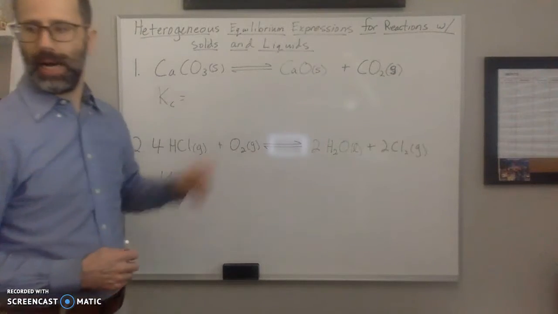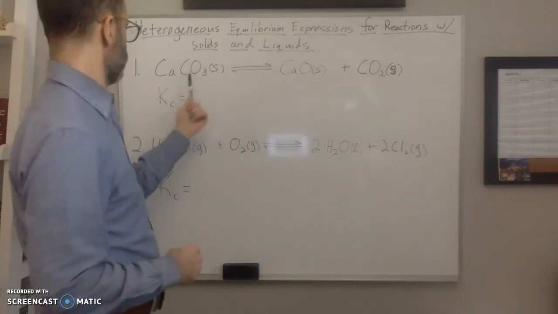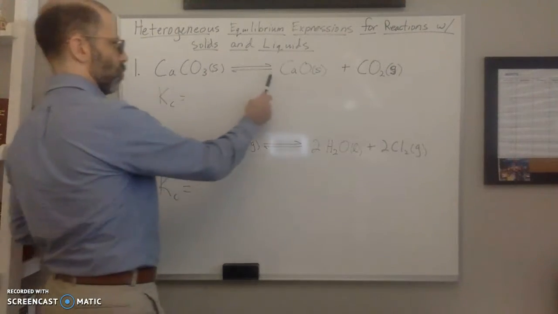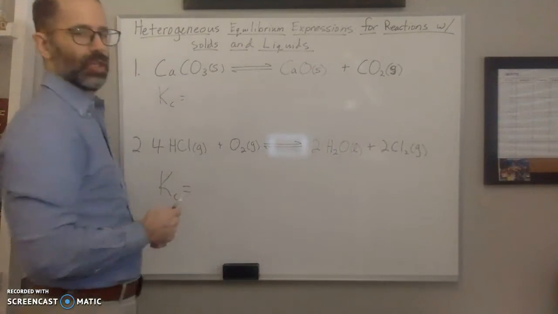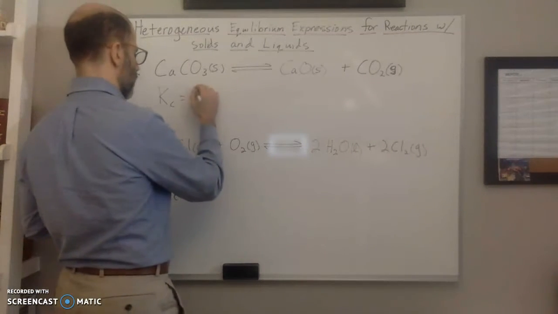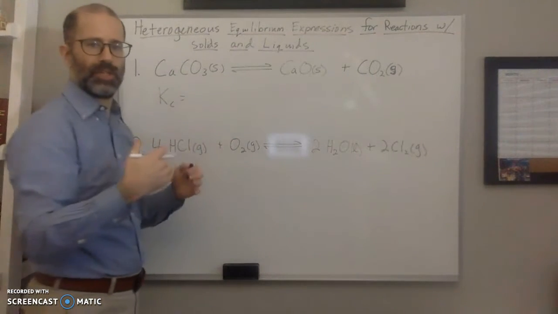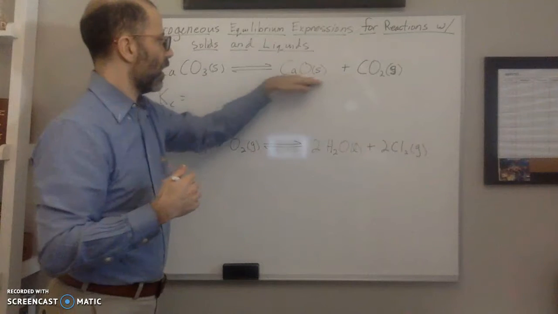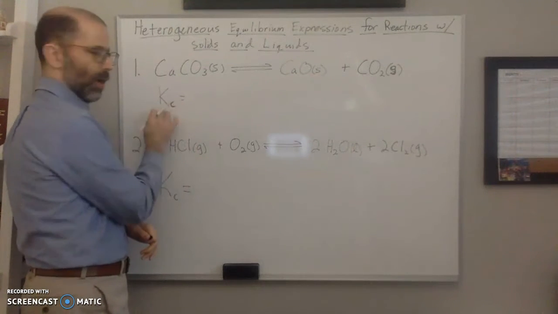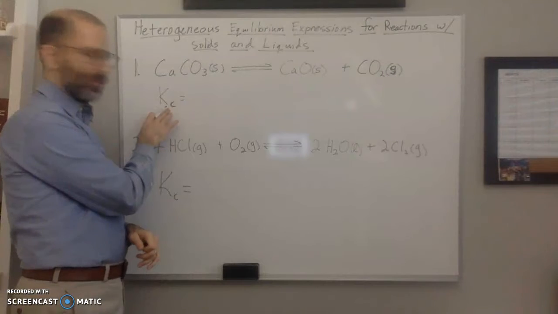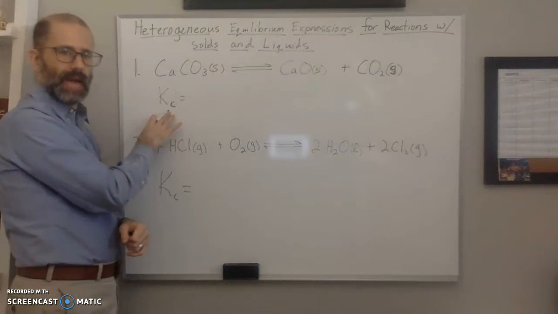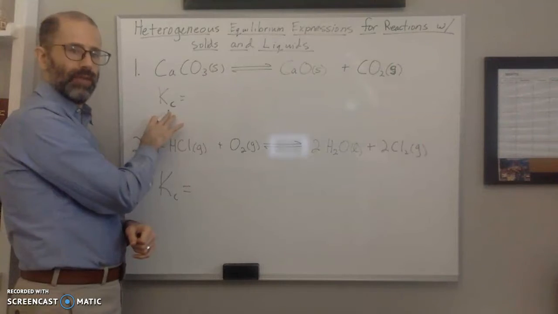Let me make sure I got this correct. So make sure it's balanced, and it looks like it's balanced. So all of these are coefficients of one. So the Kc is going to be, again, the expression is the concentrations, and notice we have C there, so we want Kc, not Kp. Okay, so even though this is a gas, we want this in terms of the concentration of that gas.